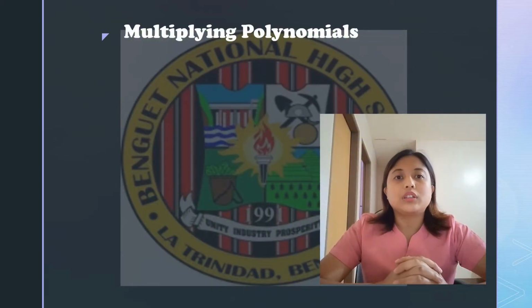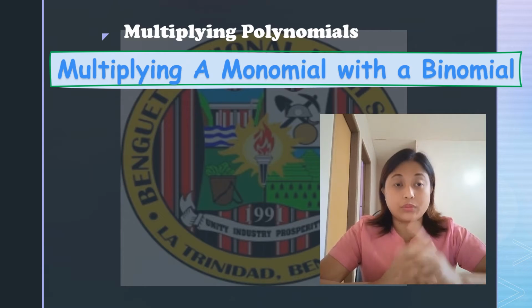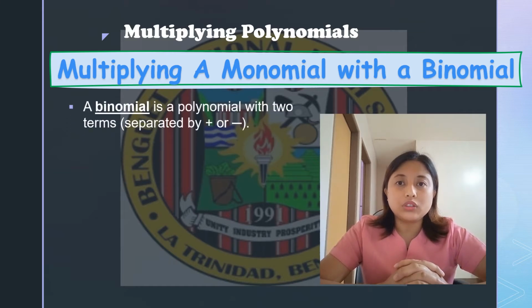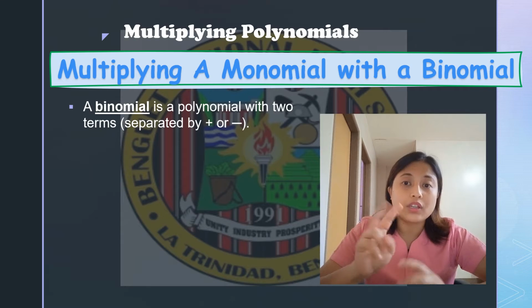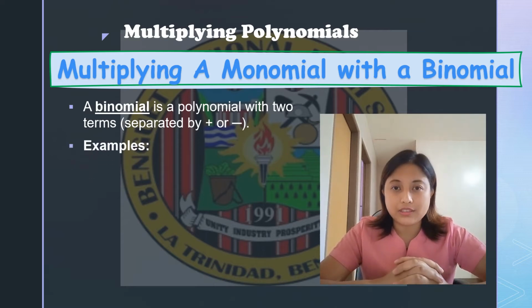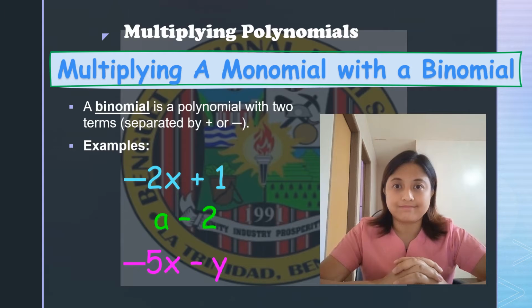Now we take a look at the process in multiplying a monomial with a binomial. So first, we need to know what a binomial is. From the prefix bi, we learned that the binomial is a polynomial with two terms separated by a minus or a plus sign. Look at the examples and see the difference between a monomial and a binomial.